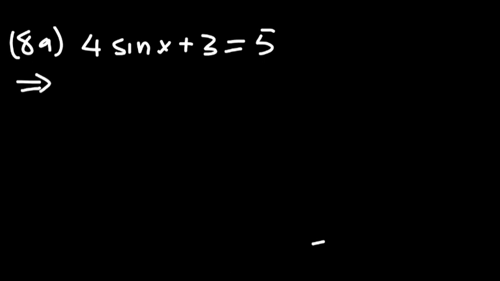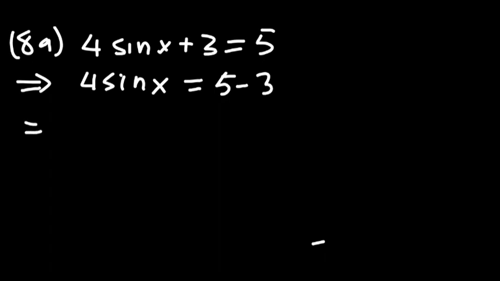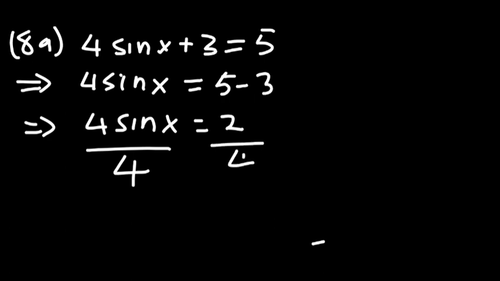So let us see how we can solve this equation. We're just going to use the same algebraic process that you are familiar with. So 4 sine x is equal to 5 minus 3, since 3 moves to the other side. When you subtract 3 from 5, it is equal to 2. What else are you going to do? We are going to divide throughout by 4. This gives us sine x is equal to half.